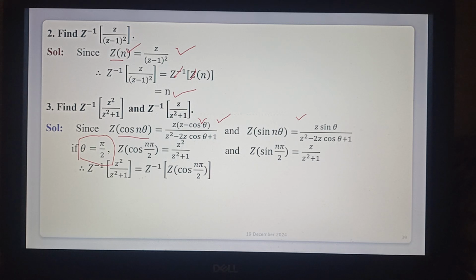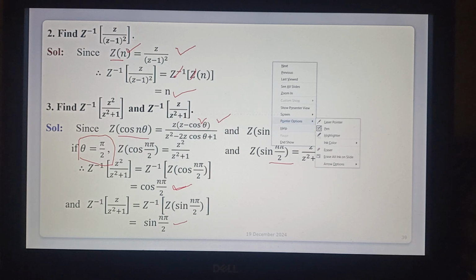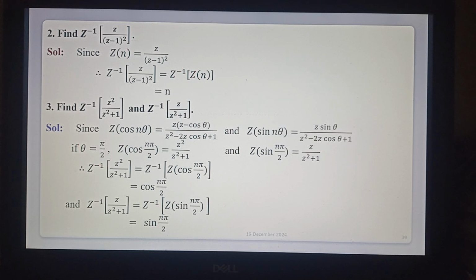So Z inverse of z square by z square plus 1 is equal to Z inverse of Z of cos n pi by 2, that is equal to cos n pi by 2. Similarly, Z inverse of z by z square plus 1 is equal to Z inverse of Z of sin n pi by 2, that is equal to sin n pi by 2. So the inverse Z transform of z square by z square plus 1 is cos n pi by 2, and Z inverse of z by z square plus 1 is sin n pi by 2. So these are the basic formulas in inverse Z transform.